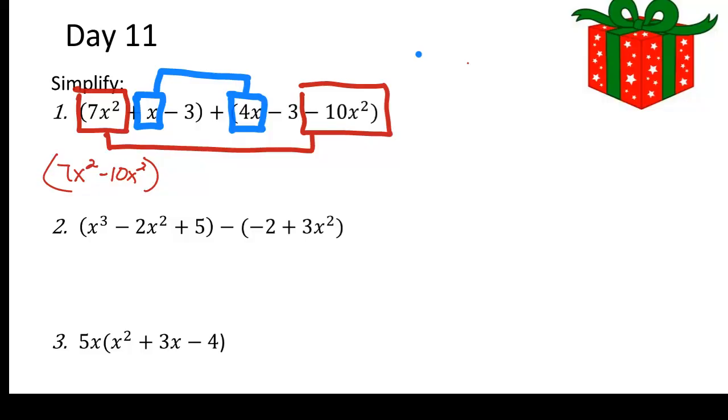So that would be plus, I have an x plus 4x. And then finally, I have my constants. I have a negative 3 and another negative 3. So that's minus 3 plus another negative 3. All right.